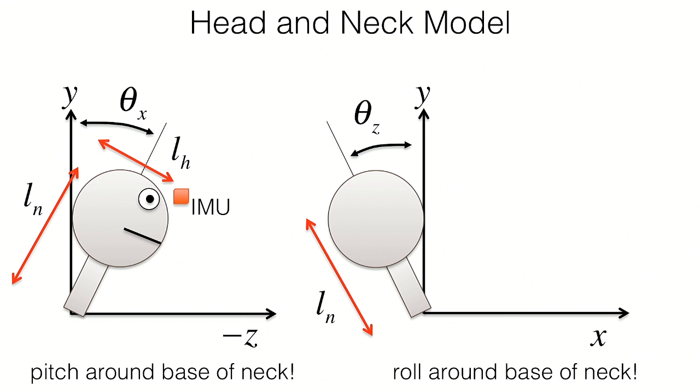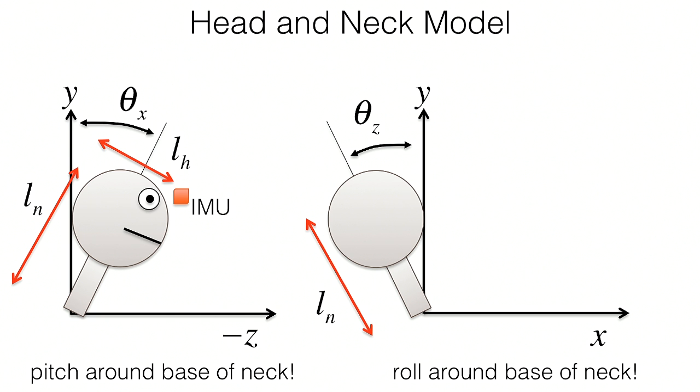So we can use this head and neck model if we have a reasonable approximation of the distance between the IMU and the base of the neck, and the length of the neck and the head. We can incorporate this into the rendering and actually define the center of rotation to be the base of the neck. And that's usually called the head and neck model.